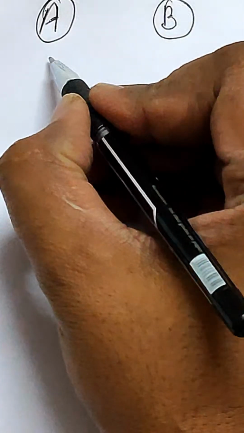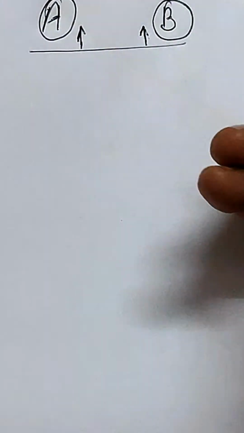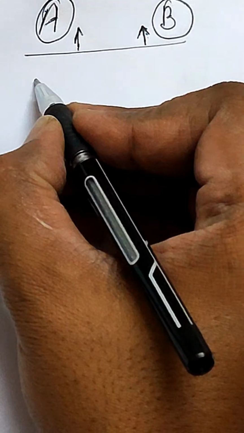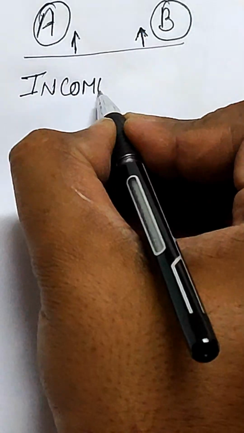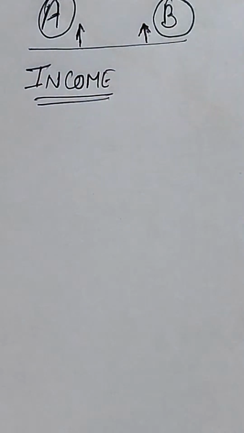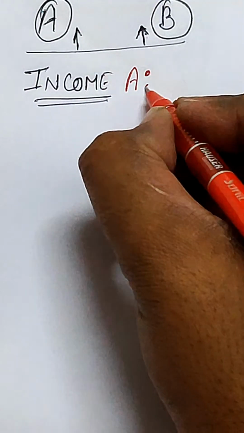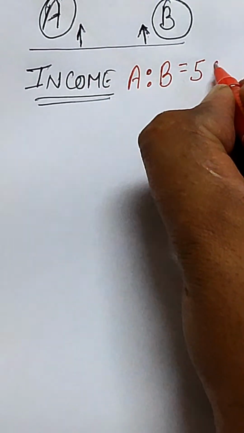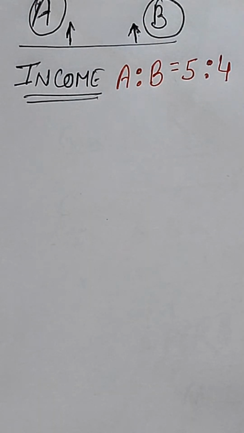That means they are having some income. So if we consider the two persons A and B, then the ratio of their income is given to you. So when we consider the income, A's income to B's income is in the ratio of 5 is to 4. This is the data as given to you.